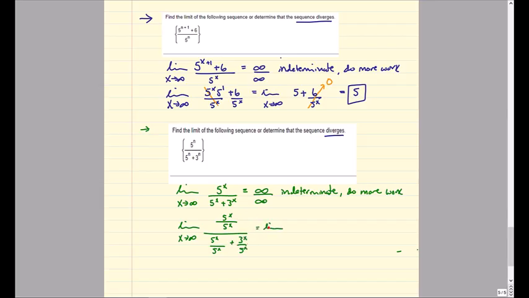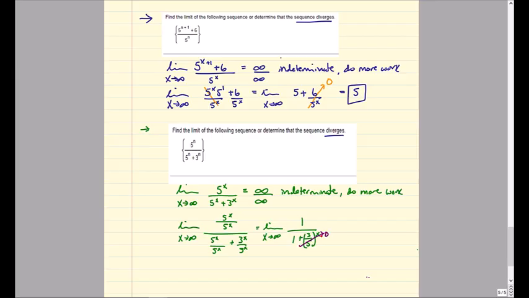So if I do that, I'm going to be left with a limit as x approaches infinity. 5 to the x over 5 to the x is 1, plus 3 over 5 to the x. I'm going to rewrite this 3 to the x over 5 to the x as 3/5 quantity to the x. Now if I take my limit, what happens here is this term 3/5 to the x. This almost looks like that geometric sequence. This is going to go towards 0.